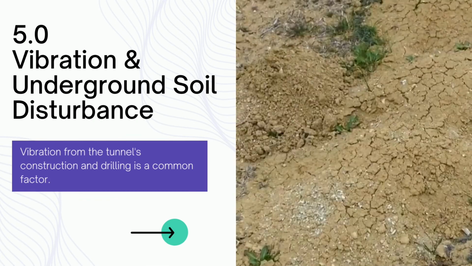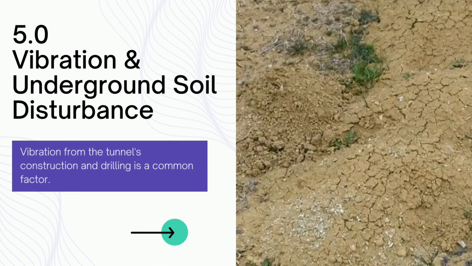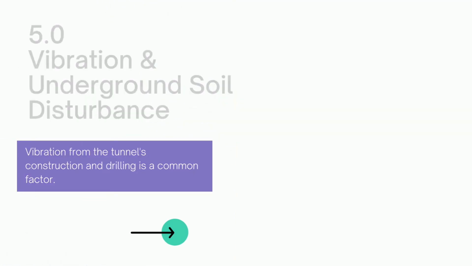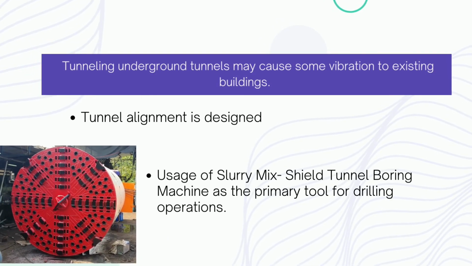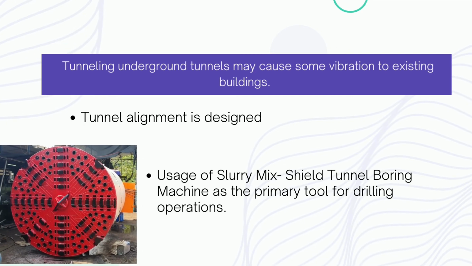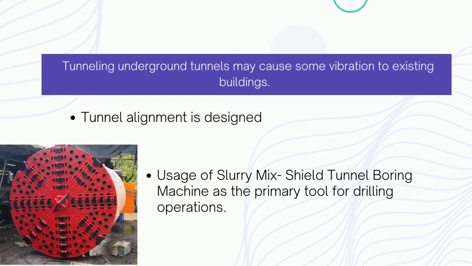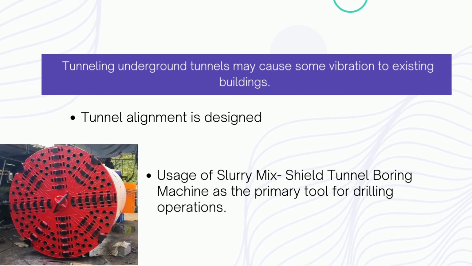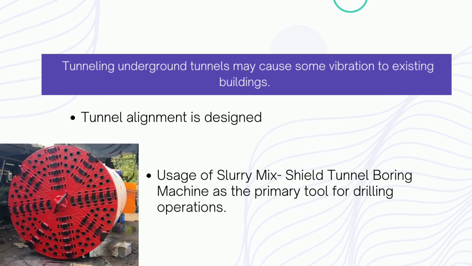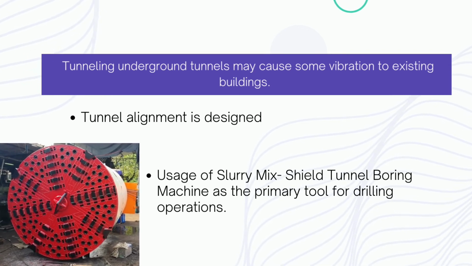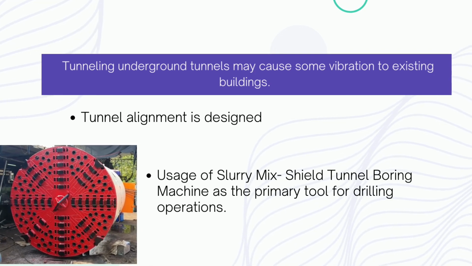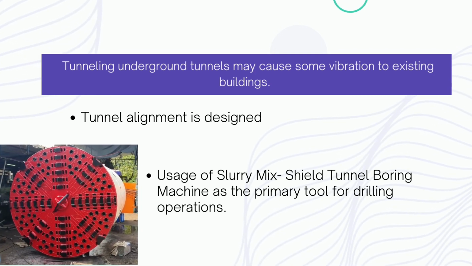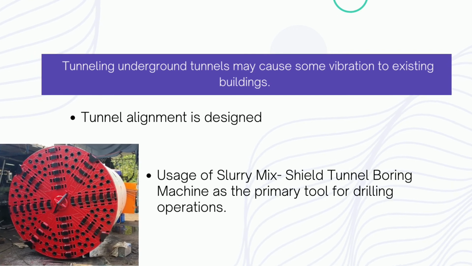Next, vibration and underground soil disturbance. Vibration from the tunnel's construction and drilling is a common factor. One of the major difficulties in the underground tunnels may cause some vibration of existing buildings. Hence, in this case of the Smart Tunnel project, the tunnel alignment is designed to cause the least amount of vibration to the surrounding area. TBM machines, for example, are quite valuable since they have little impact on the soil geology and groundwater sources.